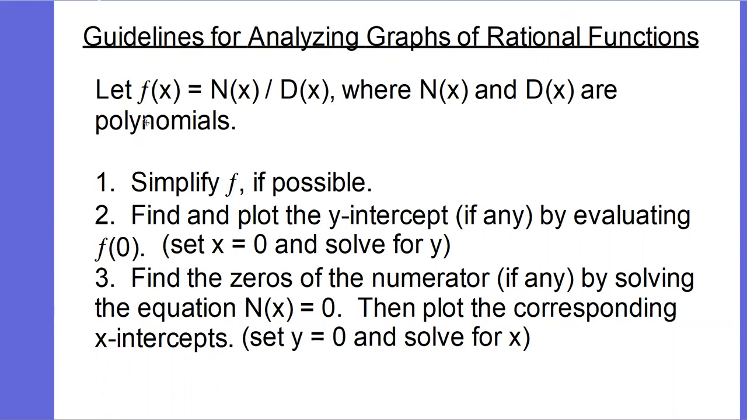So let's start off with a function f of x that's equal to n of x over d of x. So this is just your numerator and this is your denominator, and these are both polynomials. Your first thing that you want to be able to do is simplify f if possible. So any kind of factoring you can do with the numerator and the denominator, and then if any common factors cancel out, make sure you take care of those.